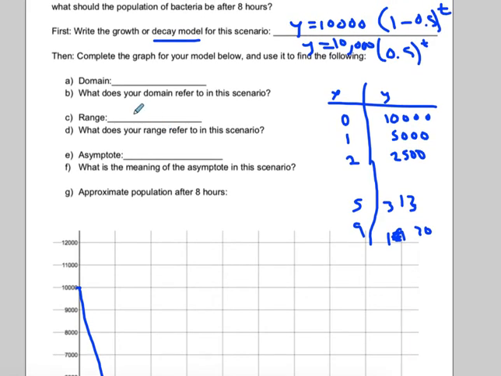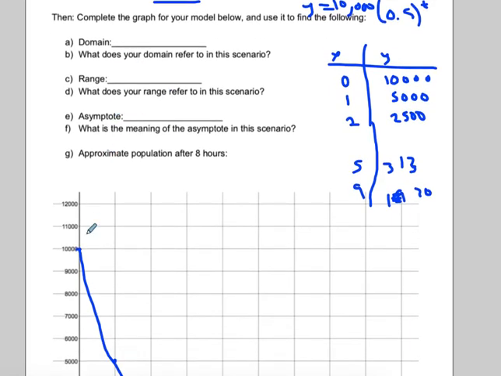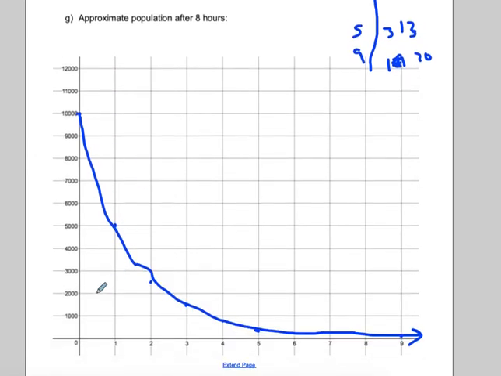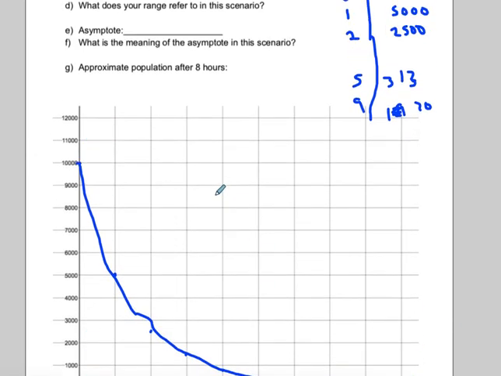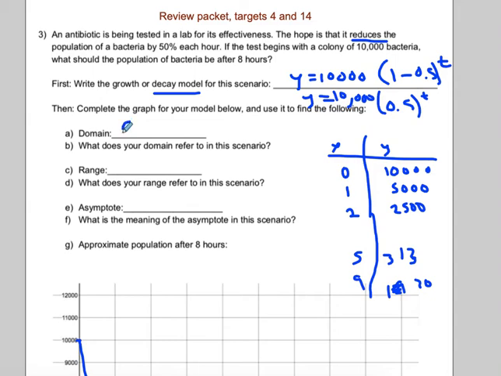So here we go, domain. For here, the lowest x value we can go is 0. The highest, we could test this theoretically for as many hours as we want, so 0 to infinity. What does your domain refer to? Well, here we're talking about the number of hours, so how many hours have passed since we started doing this, since we applied this antibiotic.